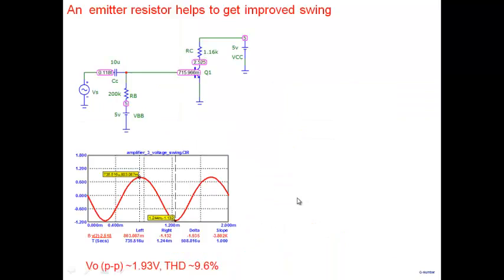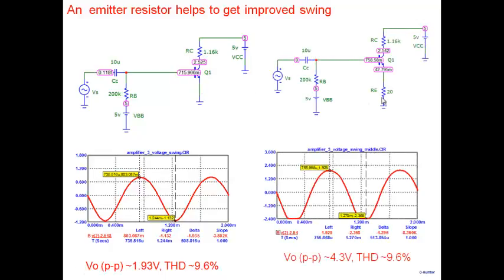And what kind of result do we get? Remember this circuit here, 1.16 and all that, and we got 1.93, with 9.6% harmonic distortion. Let's put a small resistor in the emitter, 20 ohms. I get a swing of 4.3 and a harmonic distortion of 9.6%. Same harmonic distortion, but a swing of 4.3. Compare that, 4.3 versus 1.93. I've almost doubled the swing.